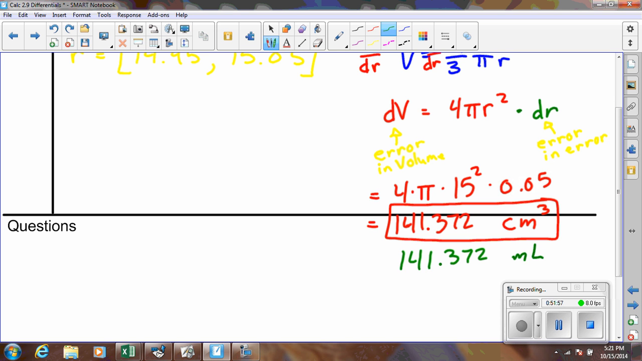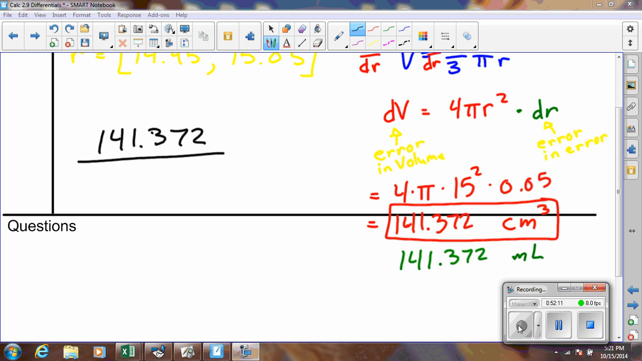Relative error is like our percentage error. If we take the actual total error, 141.372, and divide it by the total volume, we would be able to get a percentage error. Well, the last thing we need to do is actually go through and calculate the volume. We haven't done that yet, so quickly crunching the numbers for our volume here. Remember, volume is 4/3 pi times radius cubed.